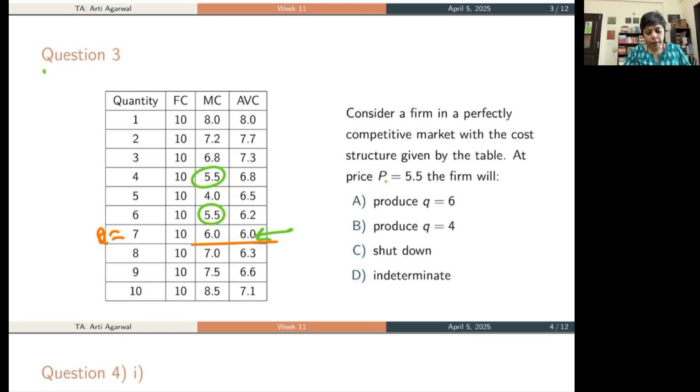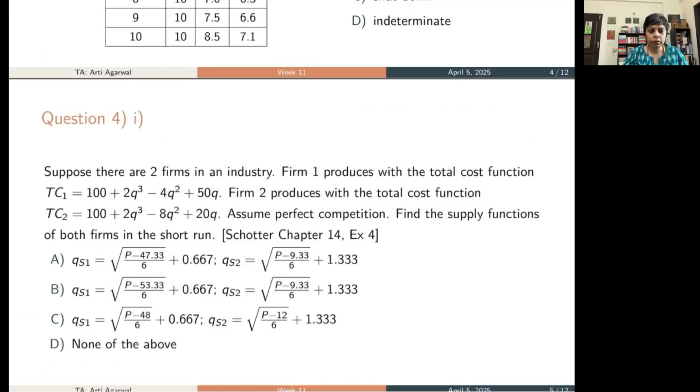In this question, there are two firms in an industry, and firm 1 produces with the total cost function given as this, and firm 2 produces with the total cost function given as the second term, TC2. They are both existing in a market with perfect competition. Define the supply functions of both the firms in the short run. This is a question from the book Andrew Scotter, which Professor Vimal has recommended in the lecture videos. This is chapter 14, question 4. I think this is an unsolved example in the book.